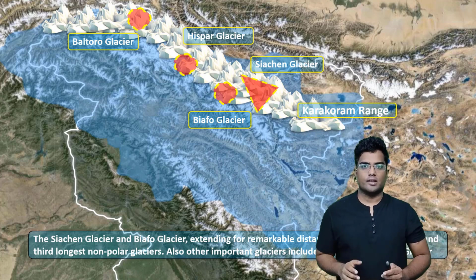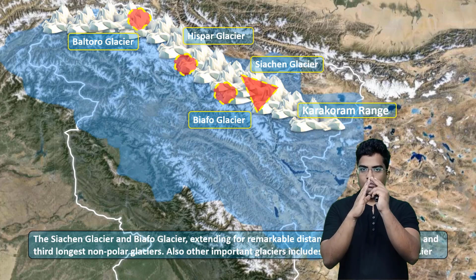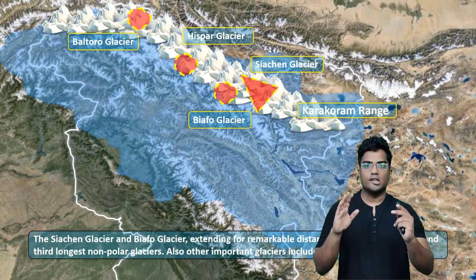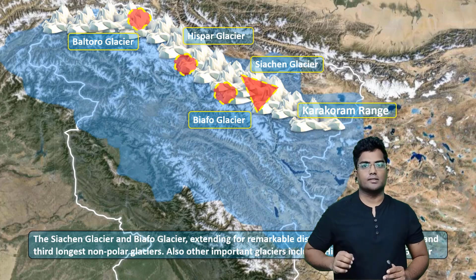So your question is, what is a glacier? Imagine this, you have a mountain and you just wrap ice around it. That's a glacier. In simple terms, that's a glacier.